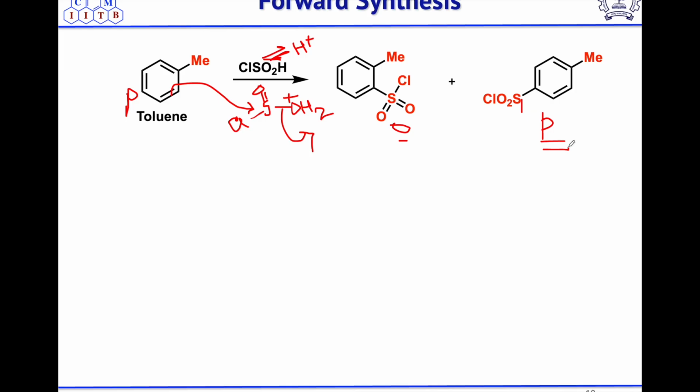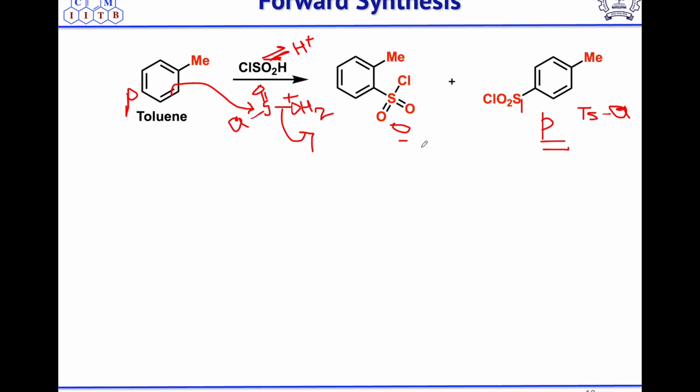Now we need the ortho product. But the para product is also a very useful reagent. The name of this para product is 4-methylbenzenesulfonyl chloride, called tosyl chloride, or para-toluenesulfonyl chloride. It is used to convert an alcohol into a leaving group. You can make the alcohol into an OTs, so basically it serves as a leaving group. So this para product is also useful, and you can't throw it away.